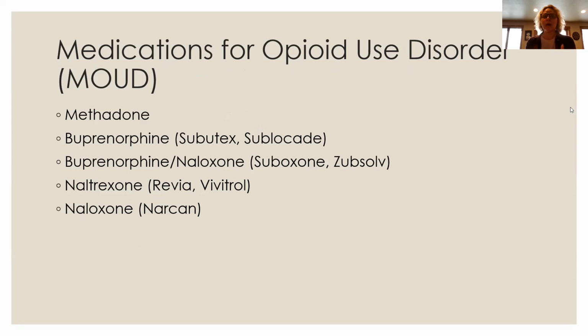So what meds are we talking about? We're talking about methadone, buprenorphine, which is Subutex and Sublocade. Then we have buprenorphine combined with naloxone, which is Suboxone and Zubsolv. And then we have naltrexone, right, which is Revia, which is an oral medicine, and Vivitrol, which is injectable, and then Narcan.